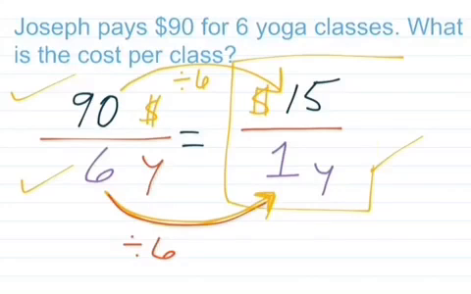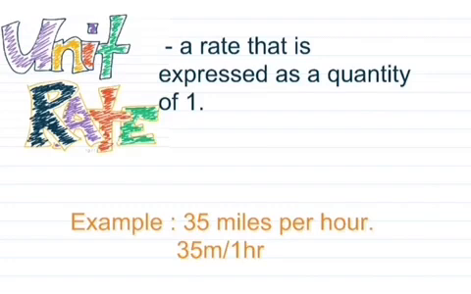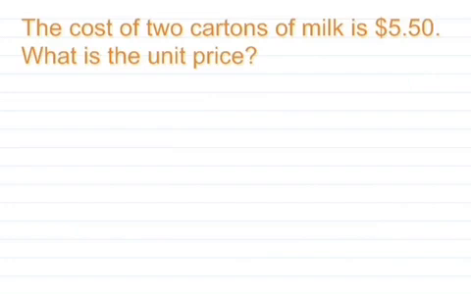How much is one class? That's the unit rate. Unit rate is defined as a rate that is expressed as a quantity of 1. Like one yoga class for $15, or in this example, 35 miles per hour, 35 miles per 1 hour. So when you get a rate expressed all the way down to a quantity of 1, you're solving for unit rate. Let's try this one.